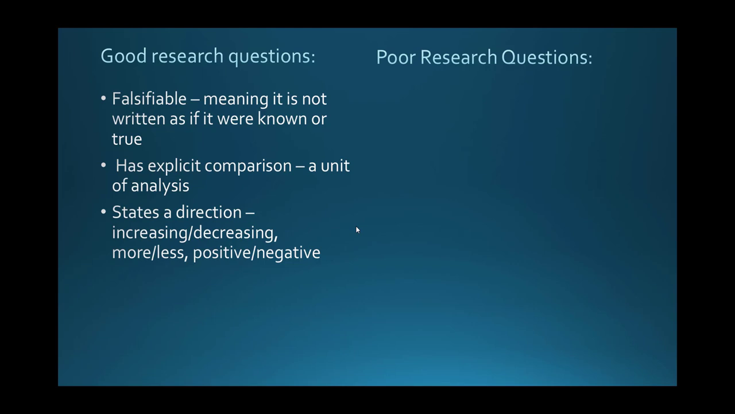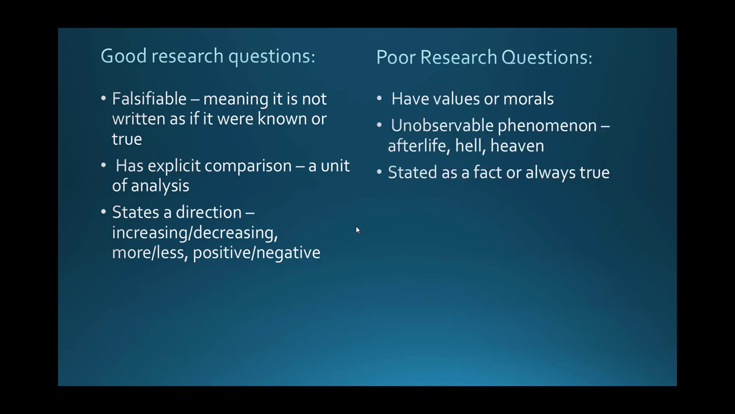A good research question has explicit comparison, meaning there's a unit of analysis. So we're hoping to have instances where we observe something is happening in some areas, and maybe there's less or more of it in other areas, so that we have comparison. A good research question also states a direction, meaning that in the question it says that there's more or less of it, it's increasing or decreasing, or there's positive or negative impacts on some things but not on others, or more in one area and less in some other areas.